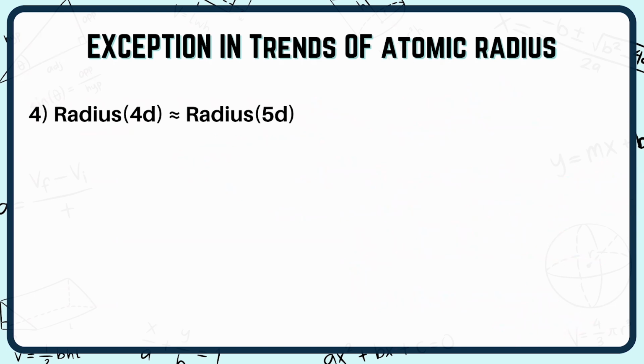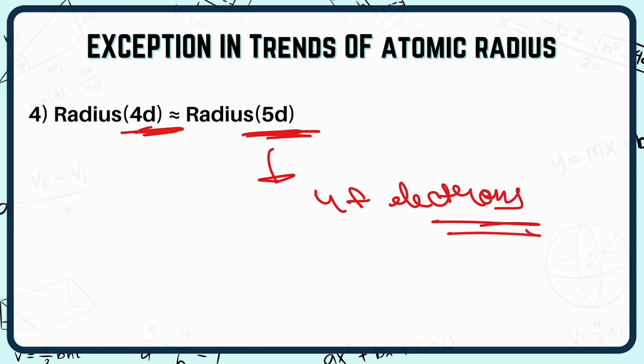Fourth and the last exception: the radius of the 4D series is equal to the radius of the 5D series, again because of the screening effect. In the 5D series, poor screening effect happens because of 4F electrons, and this leads to a decrease in size, which leads to the same radius of the 4D and 5D series. Got it? These explanations are not that important. You are just supposed to remember the exceptions, because that is what comes in the exam, and you will have to calculate via those exceptions only. You have to remember them.